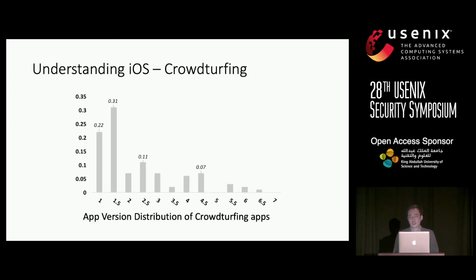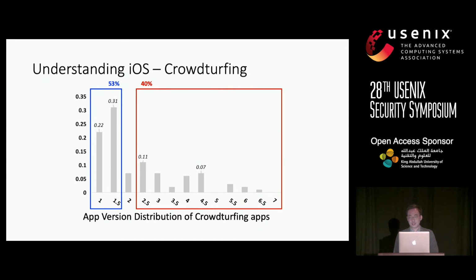Also, while most have few updates, still a large portion of them were reaching a high version number. This is interesting because every time they submit a new version, they need to go through the review process again. This means that Apple does not have a systematic way to detect such apps yet.